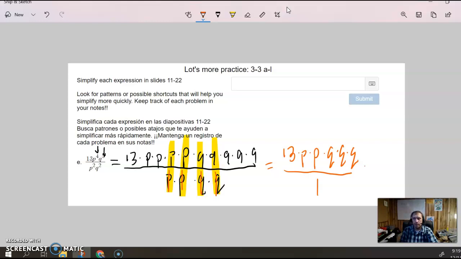All right? And so I'm going to squish them back together and rewrite this by saying 13, P times P is P squared, Q times Q times Q is Q to the third. And so there's our final answer. How'd you do?